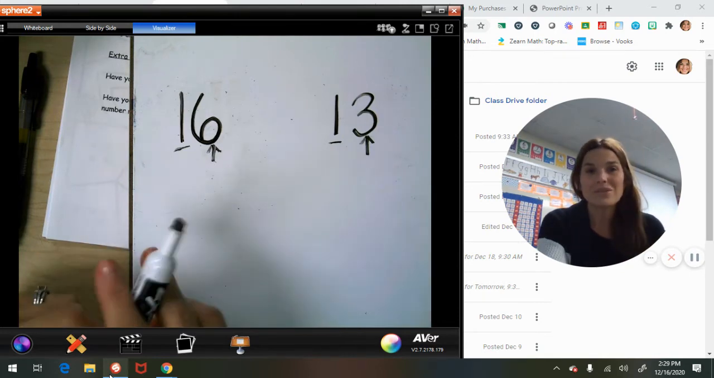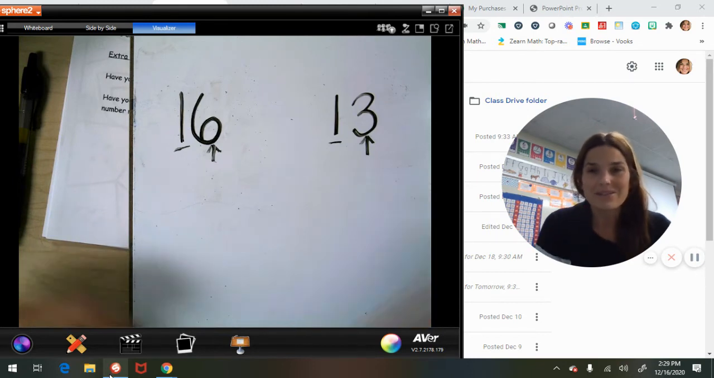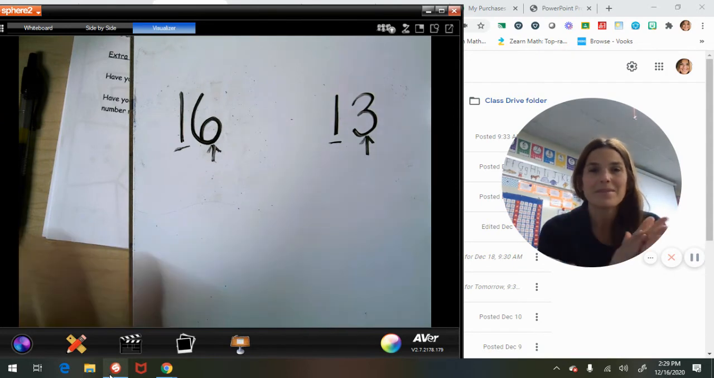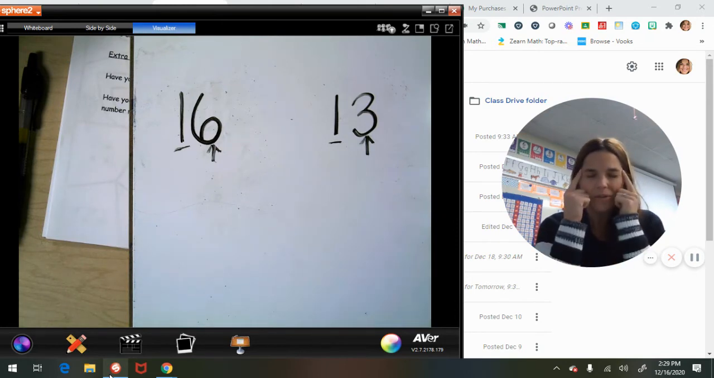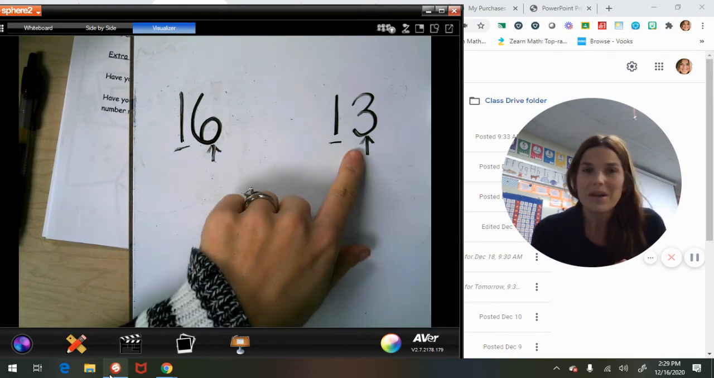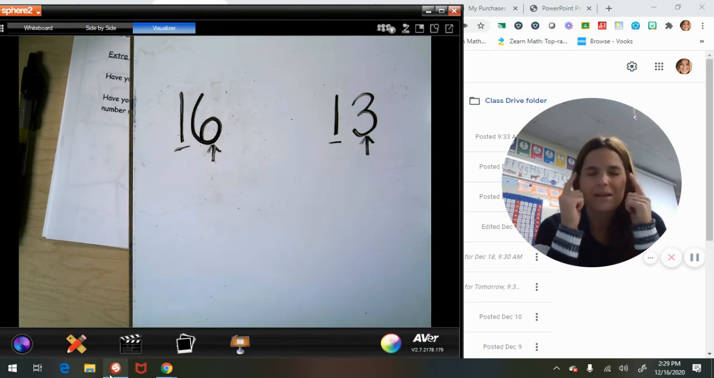What I could do is use my other strategy of visualizing. What I want you to do is close your eyes and I'm going to clap my hands 6 times. Ready? All right, I clapped my hands 6 times. You should have been closing your eyes and visualizing how many times I clapped my hands, which was 6. And then look at the next one. I'm going to clap my hands 3 times. So close your eyes, think about it, and make sure that I clap 3 times.